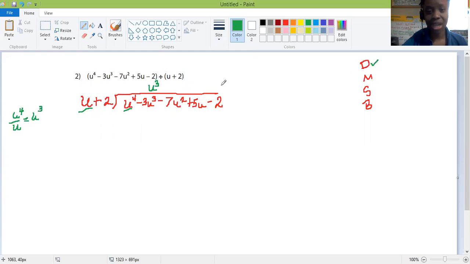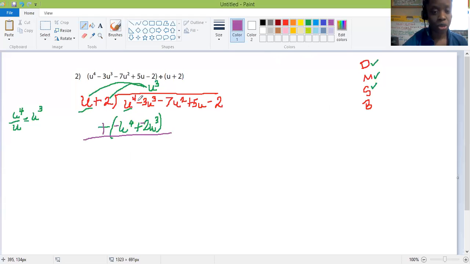So that was divide. Then I'm going to multiply. u to the third power times u is u to the fourth power, and u to the third power times 2 is plus 2u to the third power. So I multiplied, now I'm going to subtract. But I don't really like subtracting polynomials because things get all twisted. So I'm going to add the opposite. It just makes it easier.